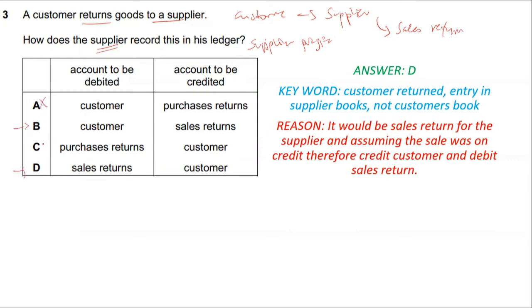You can eliminate options A and C and you are down to a 50-50 choice. Now you need to decide which one would be correct from B and D. The supplier received goods, so that will increase his inventory and reduce the accounts receivable. Whenever you reduce accounts receivable, that's a credit. So you credit the customer and debit sales return. Therefore option D is the correct answer.